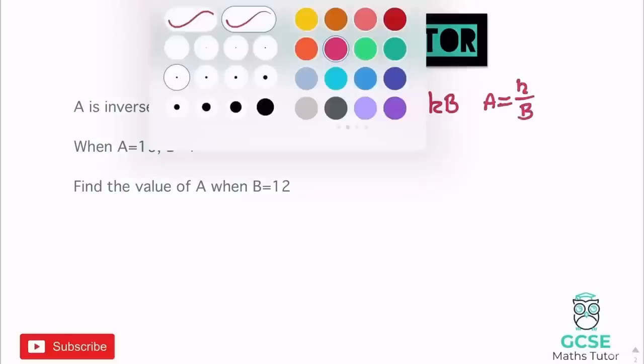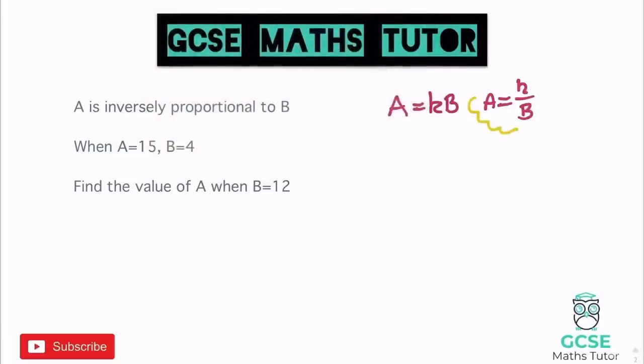Now with inverse proportion, it's this one here, where K is being divided by B. So we're going to use that formula, so just make sure you write them down straight away. And then it gives us some values to put in.